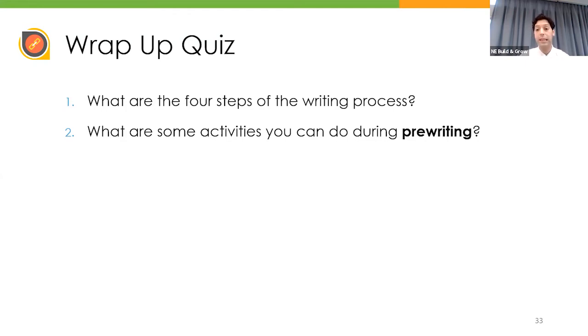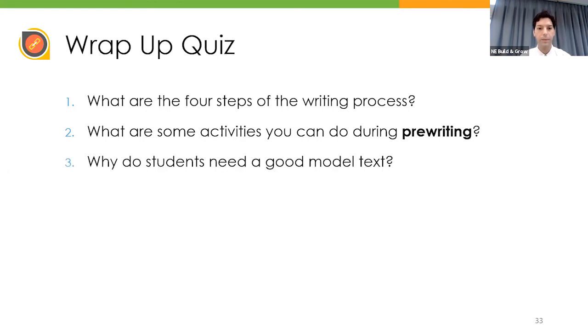Brainstorming. We did some listing, right? So we looked at more pictures and we talked about what was happening in those pictures, right? The boy with the lost dog who was scared. All right, very good. We're gathering ideas for eventually being exposed to and analyzing our model, right? So very good. Now, why do students need a good model text?